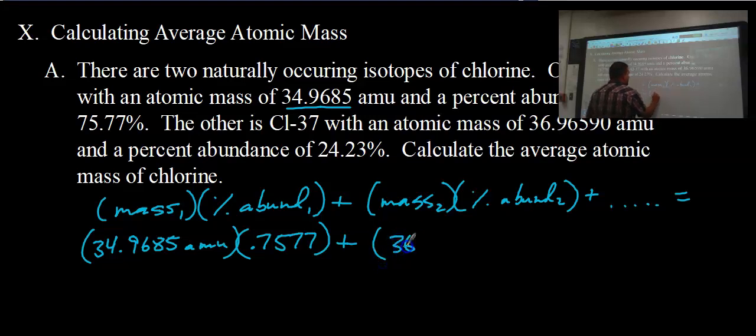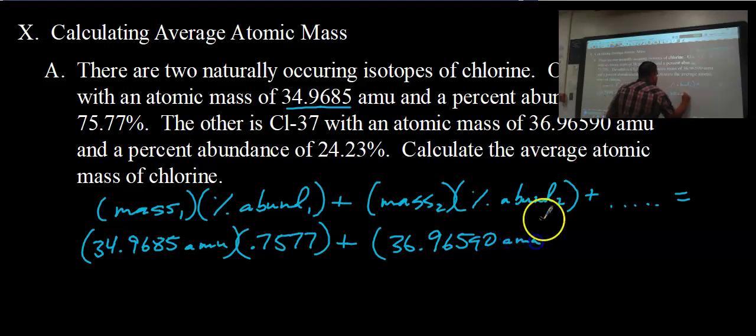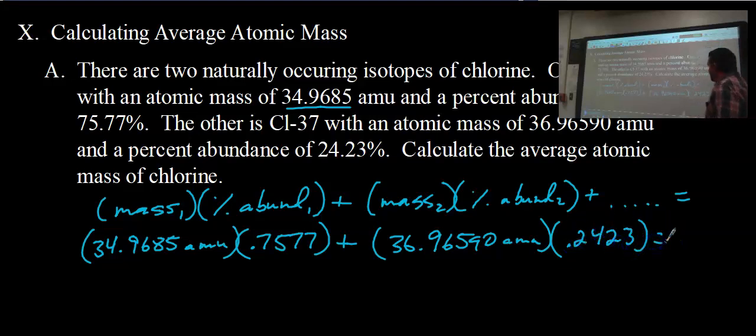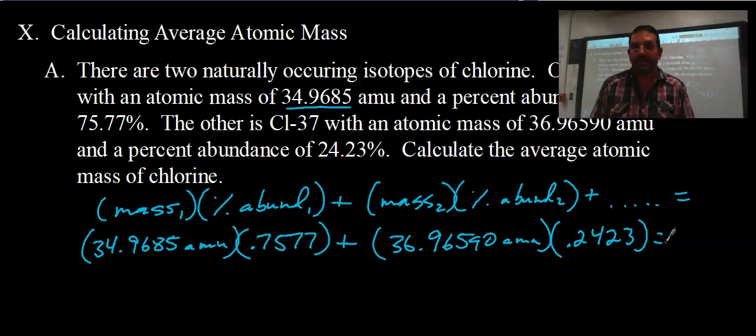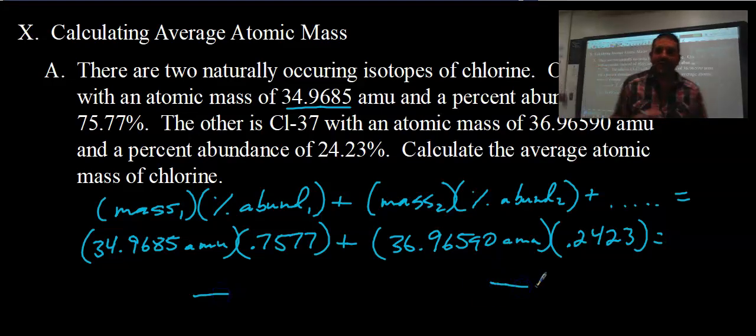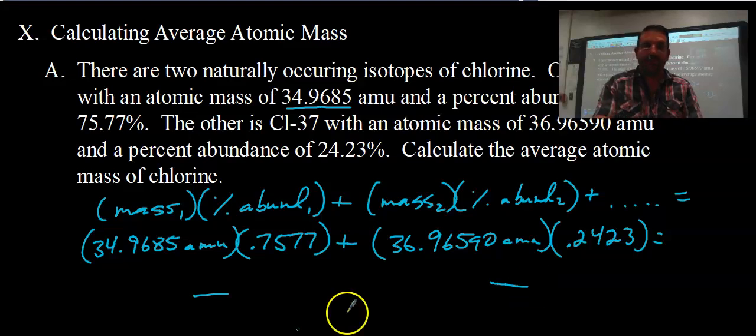And do the same thing for the second isotope. The mass is 36.96590 AMU. And its percent abundance as a decimal, 0.2423. All right, notice again, here we go, mixed operations calculation. We're multiplying first and then we're adding. So my suggestion is do the multiplication, get this number and get this number, and then add them up using the rules for addition. Go ahead and do that, and when you're done, check your answer. Go ahead and pause the video.